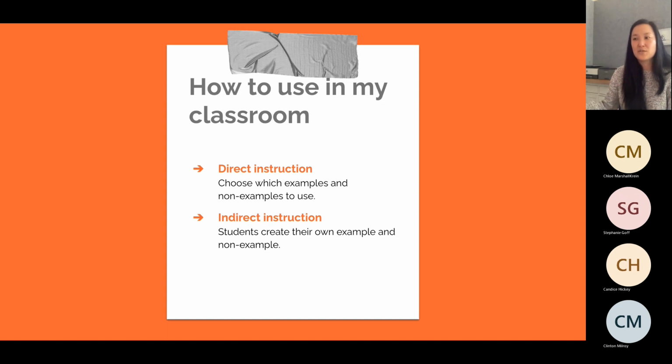All right, so this is what we're talking about, how to use it in your classroom. It's a combination of direct instruction, where you're choosing which example and non-example to use and handing it out, and indirect instruction, where students will then create their own examples and non-examples.